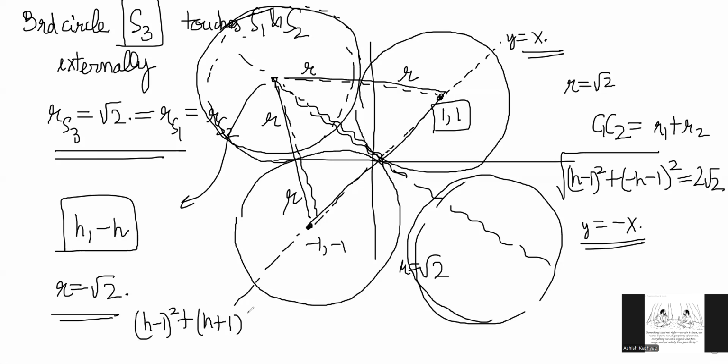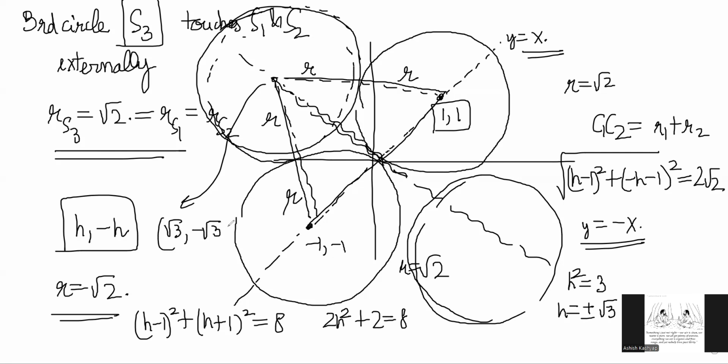And from here, you can solve this and you'll get h minus 1 whole square plus h plus 1 whole square is equal to 8. And this becomes 2h square minus 2h, and plus 2h gets cancelled, plus 2 is equal to 8. You get h square is equal to 3. h is equal to plus minus root 3. So if h is equal to plus minus root 3, the center could be root 3 comma minus root 3 or minus root 3 comma root 3.